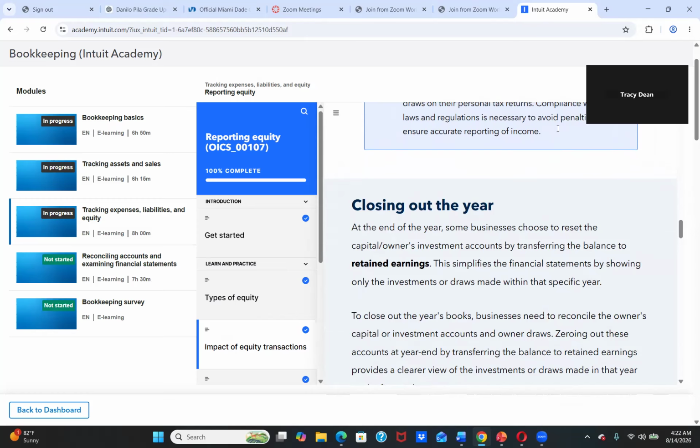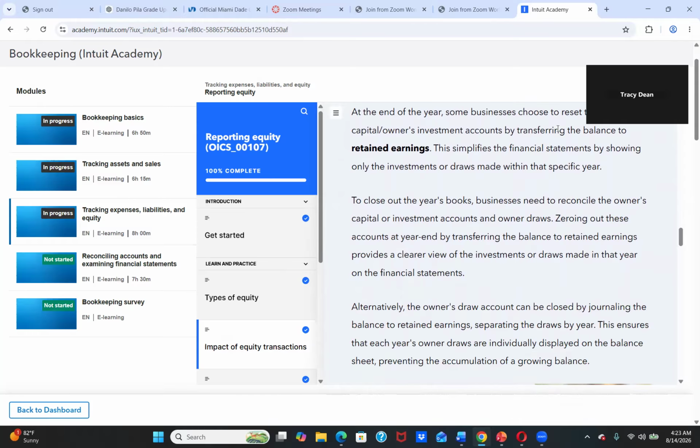The next topic is closing out the year. And when they talk about closing out the year, they're talking about retained earnings. So they would transfer the balance of this account or transfer balances to retained earnings.